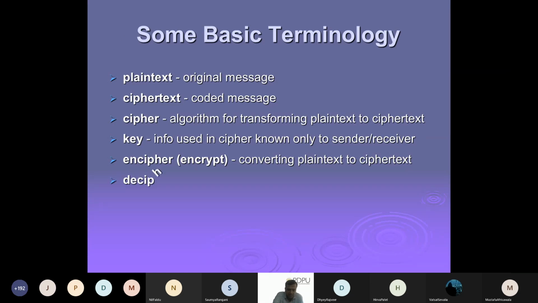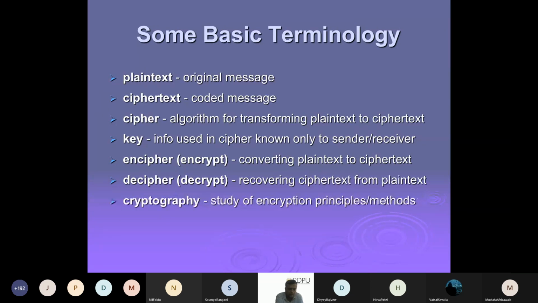So encipher means you convert plain text to ciphertext, and decipher means converting ciphertext to plain text. Now how can you convert? Using the key. So in the symmetric key, as I told in the room analogy, the same key will be used by sender and receiver. They will convert using this.